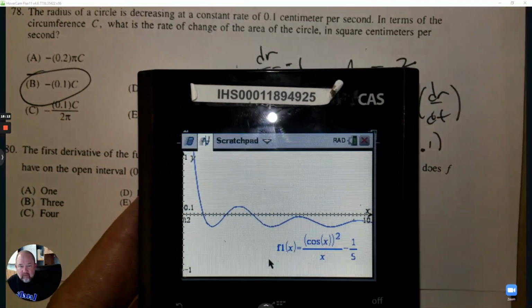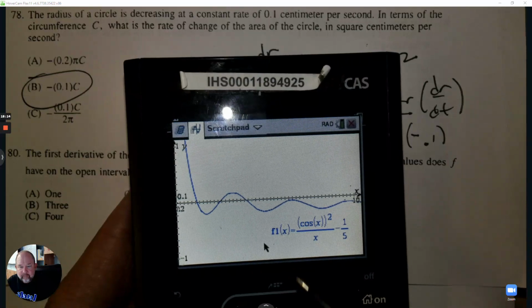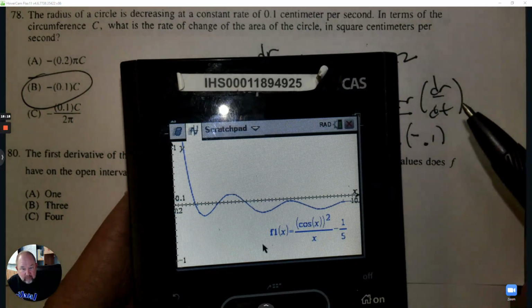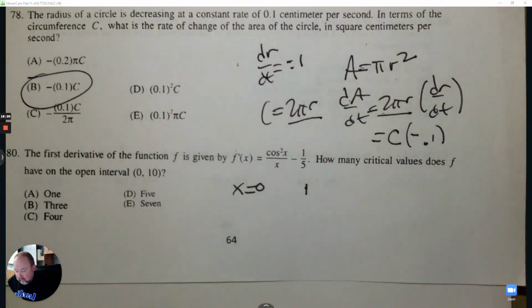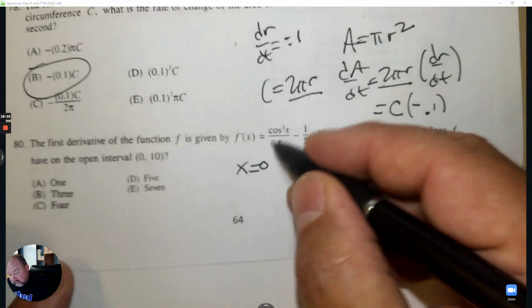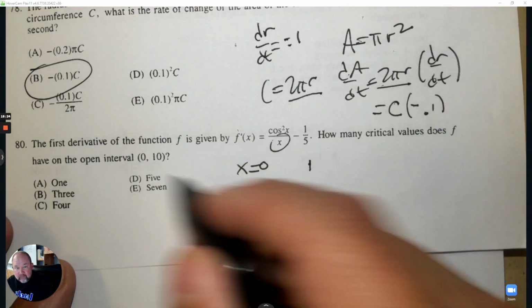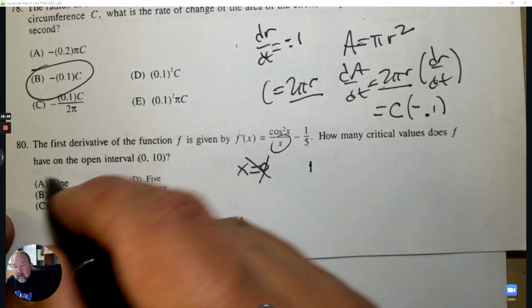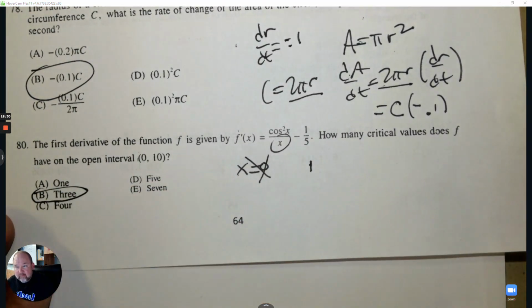So it crosses, let's see, 1, 2, 3. I just see 3 from 0 to 10. So 0 doesn't count because it's an open interval. So 0 is not going to count. Boo. Right? It's not a thing. So between 0 and 10, how many times does it cross over? And the answer is 3.